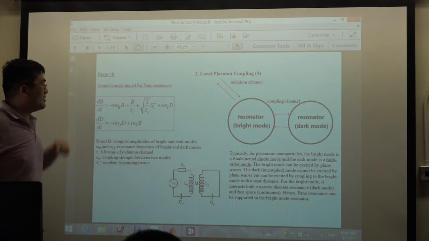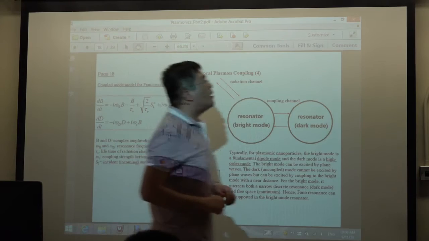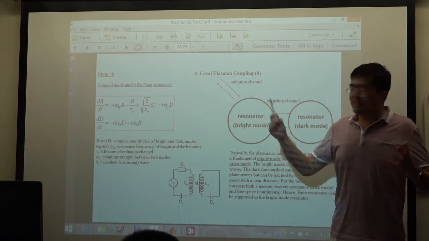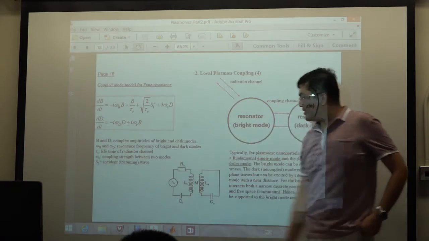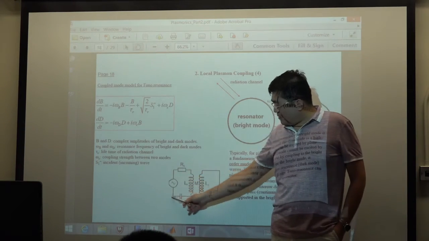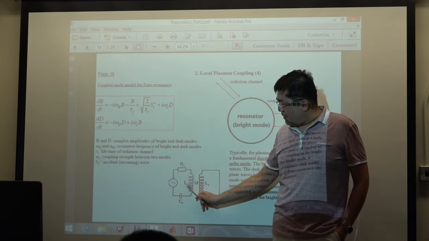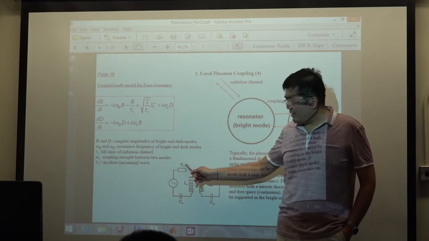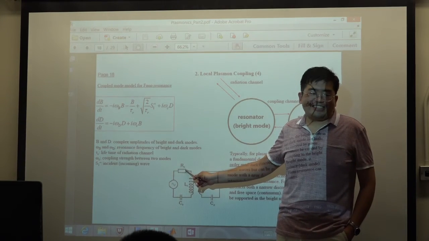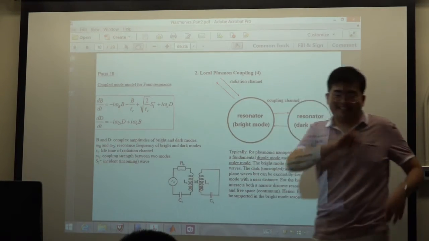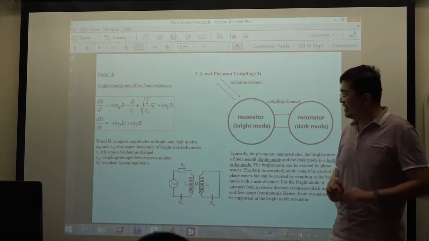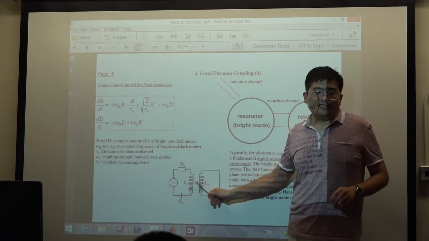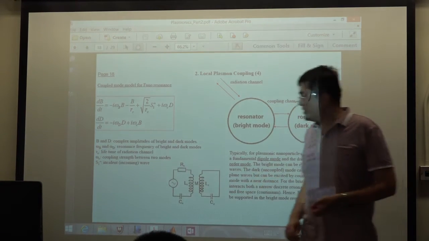This is compact. This is a circuit model. B is the bright one, D is dark. This is coupled mode theory. So this model is something like this. This is L_B, C_B. This is a harmonic oscillator. R is a radiation loss or leaky loss. Similar to an antenna, which has radiation resistance. Here, it only has LC. But they couple to each other. So this is a circuit model.